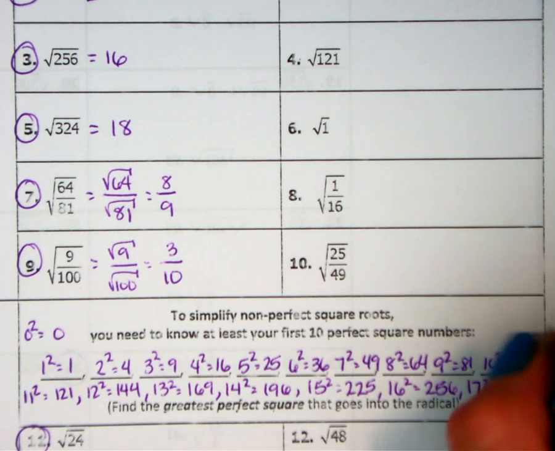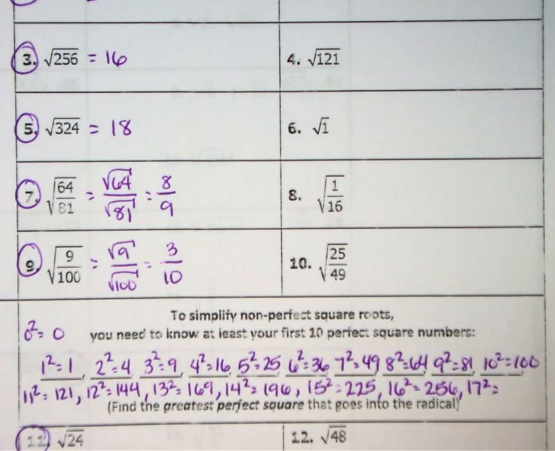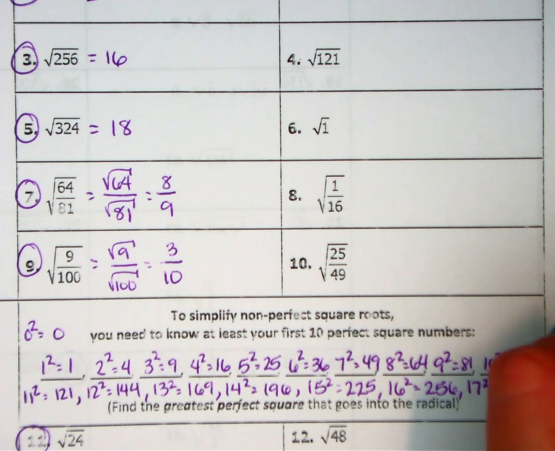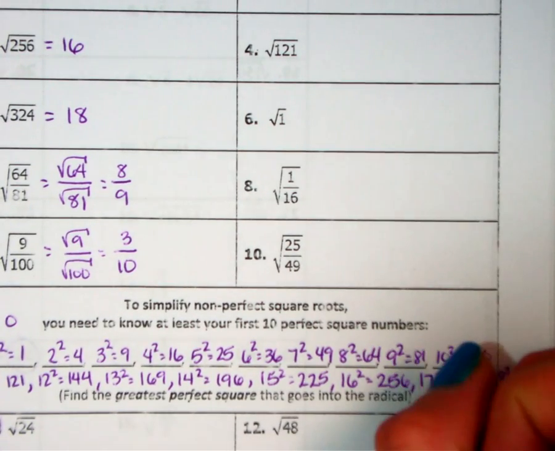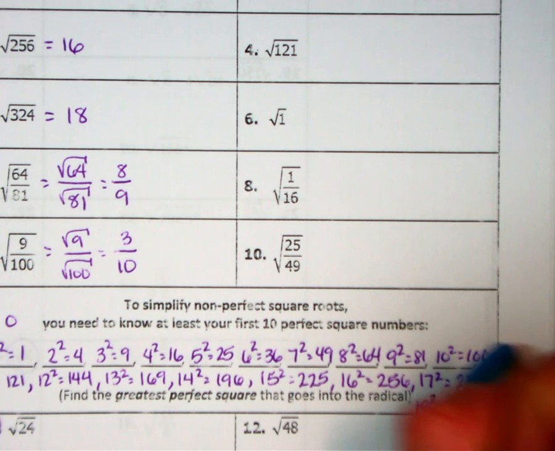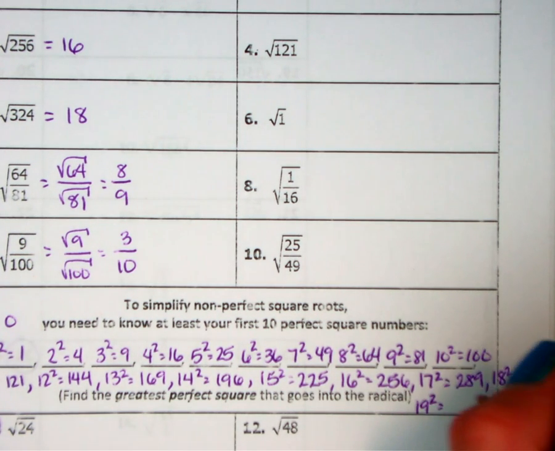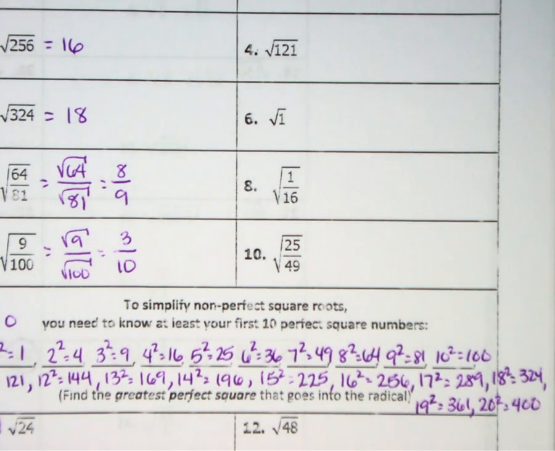17 squared is 289, 18 squared is 324, 19 squared is 361, and 20 squared is 400. If you can memorize those, your job becomes much easier.